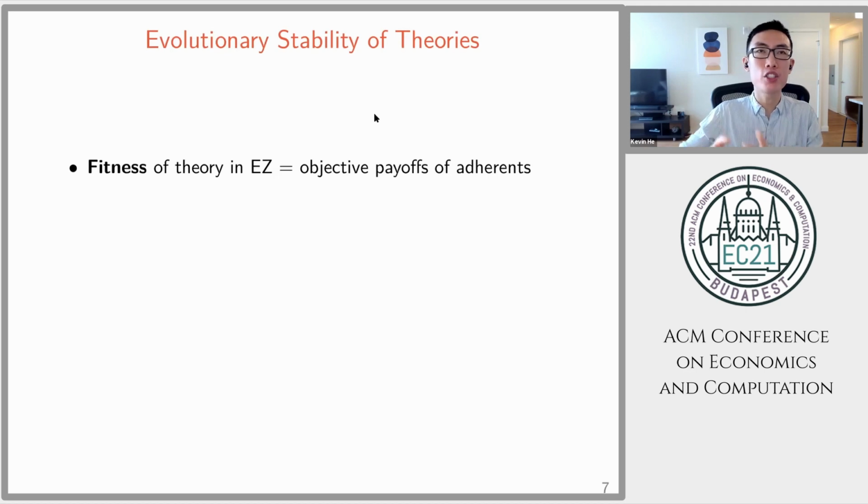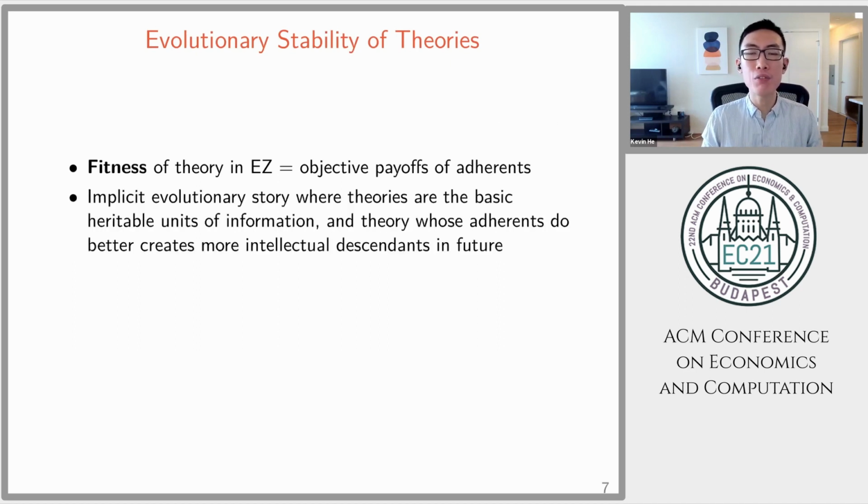So remember, EZ describes how many of the people are in each group and what they're doing when they're matched with every kind of opponent. We can then compute the fitness of each theory in EZ, which is the objective payoffs of the adherents of that theory. So in the back of our mind, we have this evolutionary story, where theories are the basic heritable units of information. A theory whose adherents do better is going to create more intellectual descendants in the future because they have more resources.